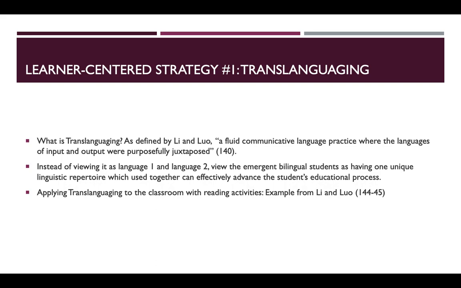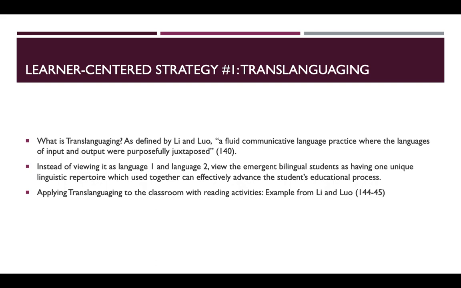A great example of how to apply translanguaging is with reading activities. In an example provided by Lee and Luo, the students were given an opportunity to choose a book to read as a class, and they chose The House on Mango Street because it was available both in English and their home language of Spanish. The students were then tasked to lead small group discussions, asking questions about the text, as well as providing their personal inferences. This specific example displays how giving emergent bilingual students both autonomy and an opportunity to utilize all of their linguistic skills can greatly enhance their learning experience.